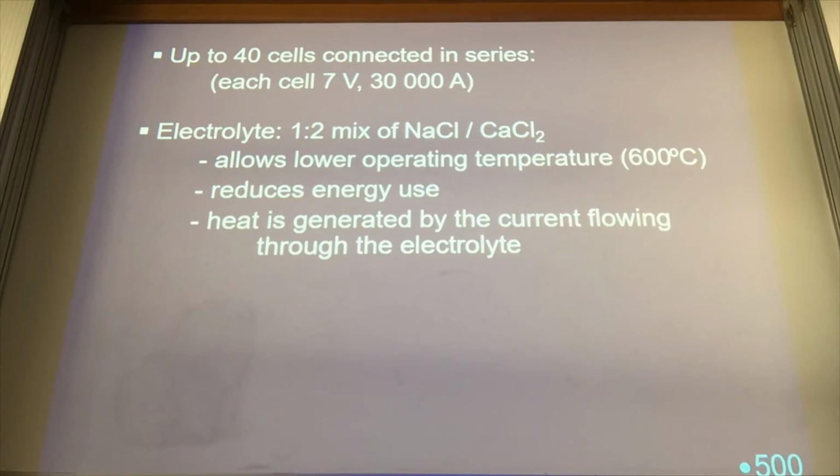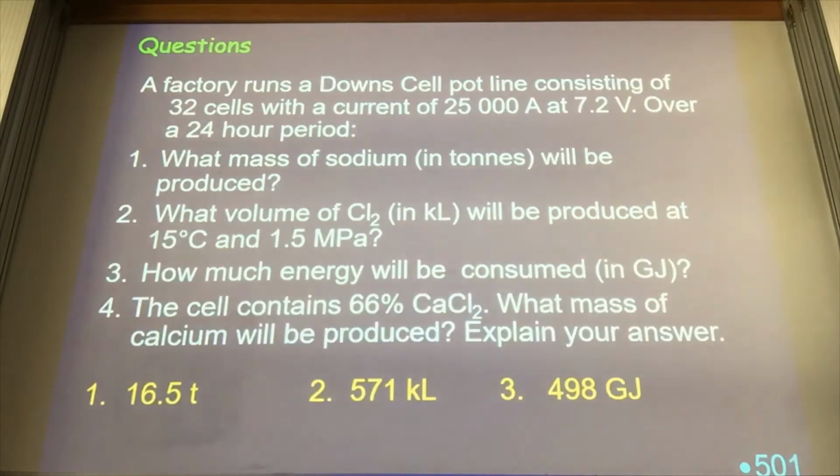Now if you do your calculations, you should get 16.5 tonnes. If you get somewhere around 0.5 of a tonne, just remember you've got 32 cells. You've just worked out how much chemical is produced in one cell by doing the calculation the normal way. You're going to have to times it by 32.